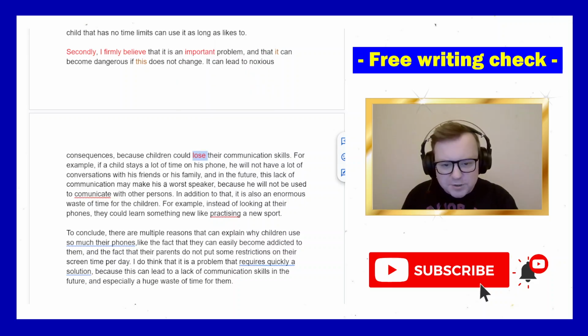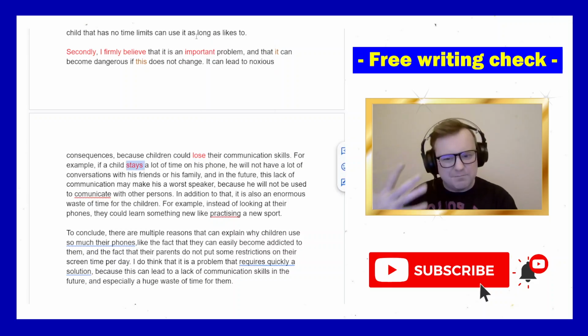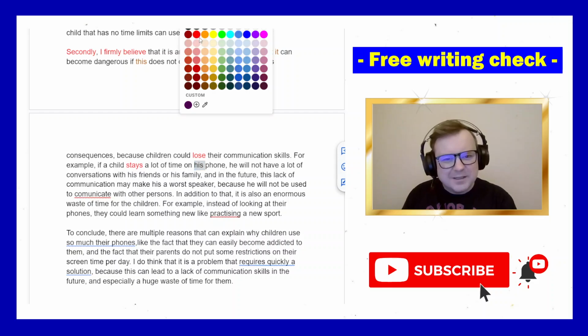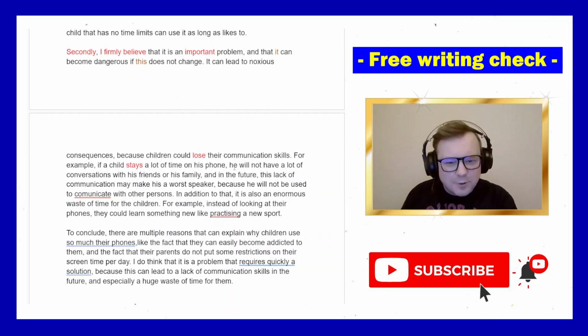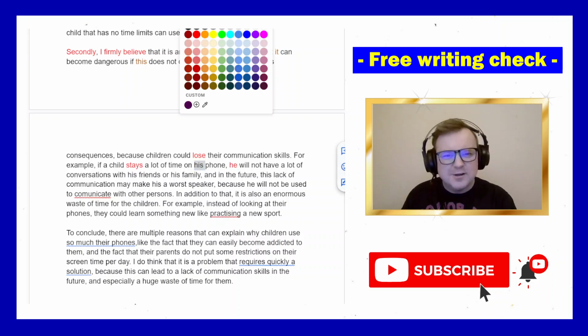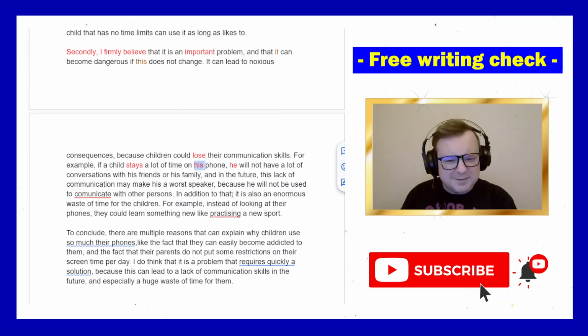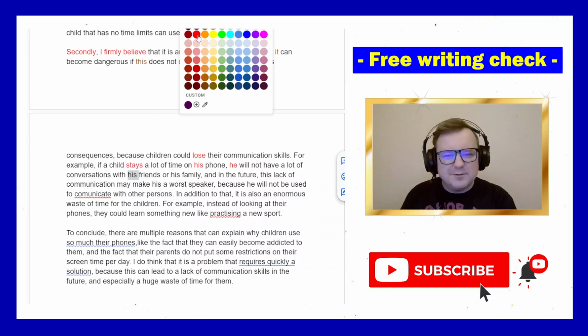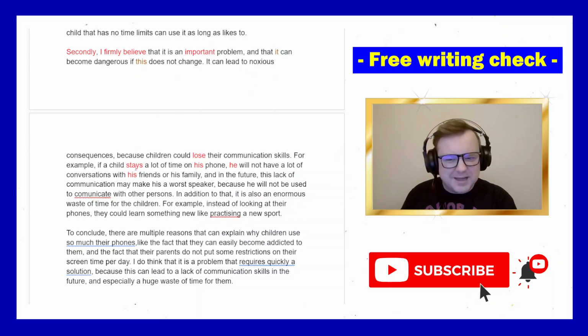For example, "if a child stays a lot of time," again, we get this overuse of stays, misused now three times, "stays a lot of time on his phone." Again, why he? Why he? Is it only men? Is it only males who spend time on their phone? Seems odd for me. "He will not have a lot of conversations with his friends." Again, he. But I don't know if that's true.